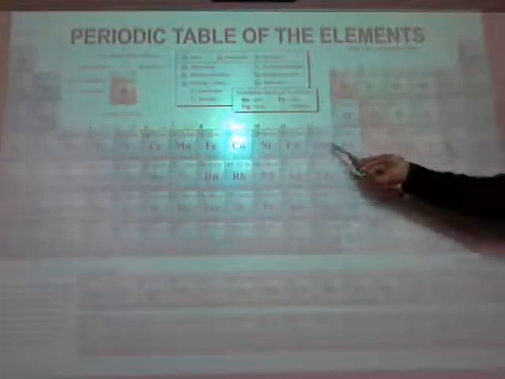One, two, three, fourth row down, right? P block. So the last thing you would have filled up would have been the 4p. All agree? Now, look at the diagonal rule over here. What comes after the 4p?